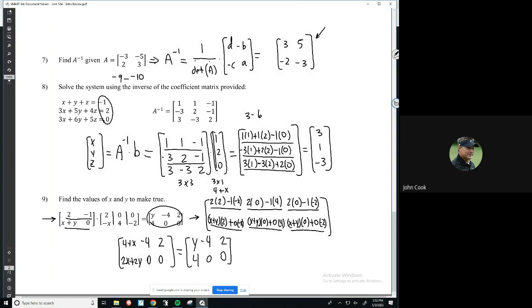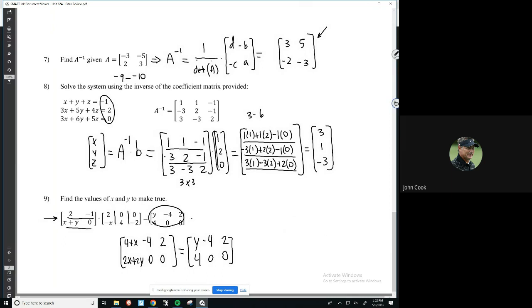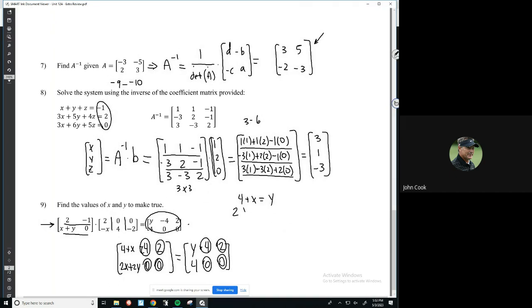Oh man, they didn't give us any freebies for this. That sucks. Because every now and then you'll be able to get the x and the y value all by itself, like just right off the bat. That's not this case. So it looks like we're going to have to set, because look, the -4 is already equal, the 2 is already equal, the 0 is already equal. So that means we've got to set the other stuff equal and hope that it solves. So 4 plus x equals y. And then for the other one, 2x plus 2y equals 4.